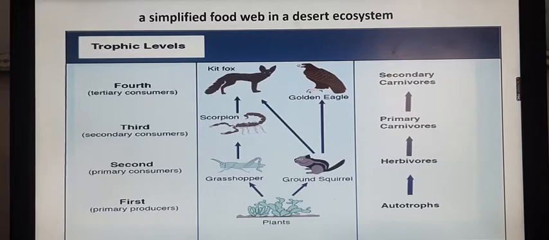So this scorpion will be the secondary consumer or third trophic level. Then the top consumer will be the fox or the golden eagle, because squirrel is also eaten by fox and also eaten by golden eagle. So these will be the secondary carnivores. There can be the tertiary carnivores also. So the food chain can be in 3 levels, it can be in 4 levels.